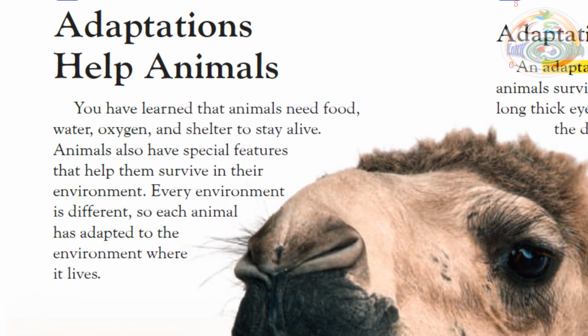Adaptations help animals. You have learned that animals need food, water, oxygen, and shelter to stay alive. Animals also have special features that help them survive in their environment. Every environment is different, so each animal has adapted to the environment where it lives.